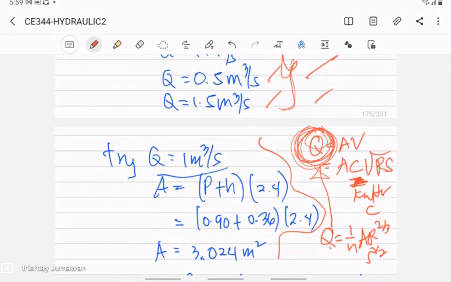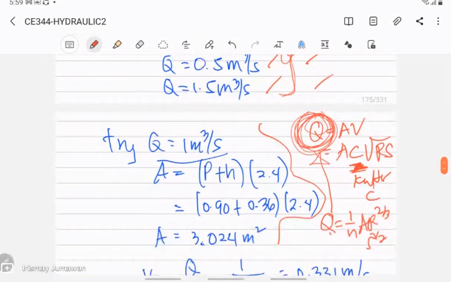For example, maybe the problem is finding the slope. So you need a trial value of your Q in order to determine the slope. Okay, so I hope you understand.